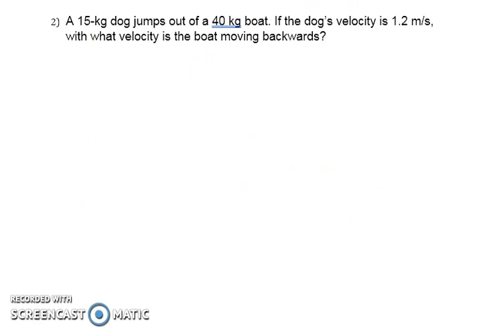The problem says a dog which is 15 kg jumps out of a boat which is 40 kg in mass. The velocity of the dog is 1.2 meter per second. We have to find with what velocity the boat is moving backward. So it's something like this. Previously, the dog is in the boat.